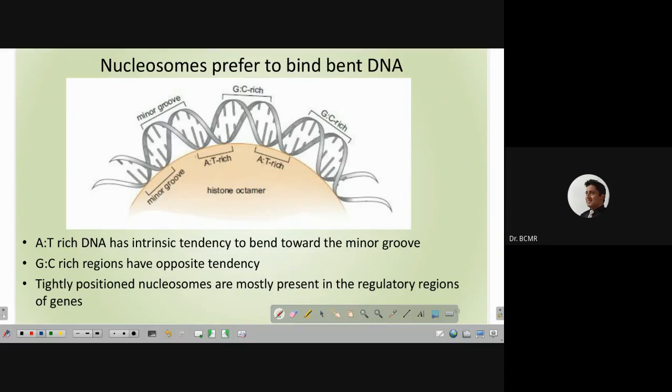Okay, more AT regions will tend to bend this way, and the opposite effect is made by the GC ridge, because of which the DNA could be curved like this, and that is a much more energetically better DNA, or easier for formation of nucleosomes.